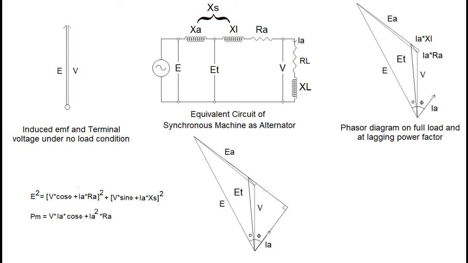If the load is vanishingly small, the prime mover has to supply mechanical power corresponding to only mechanical losses. Under these conditions, induced EMF and terminal voltages are equal. These phasors are shown on the slide.